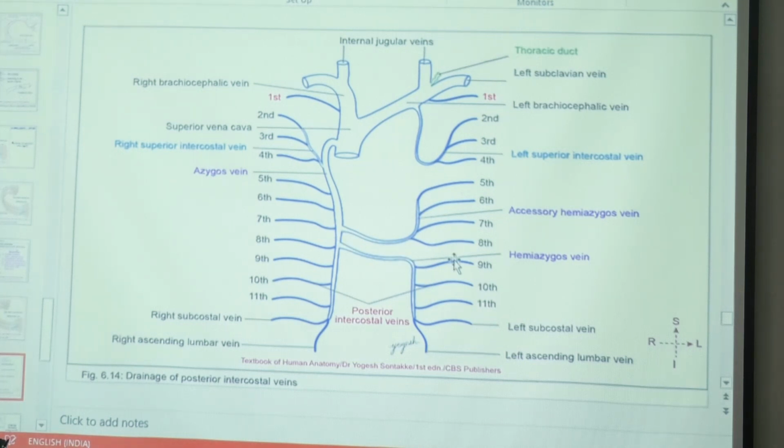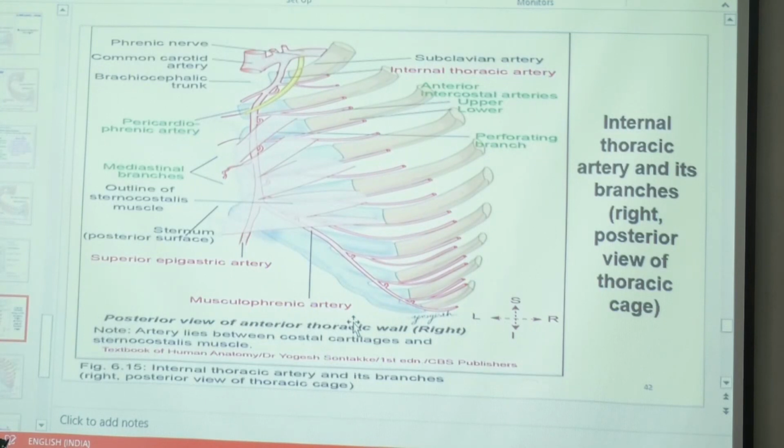crossing the midline near the C7 and C8 level, and draining into the azygos vein. So these are the drainage of the posterior intercostal veins. See, this is the position of the anterior intercostal arteries.